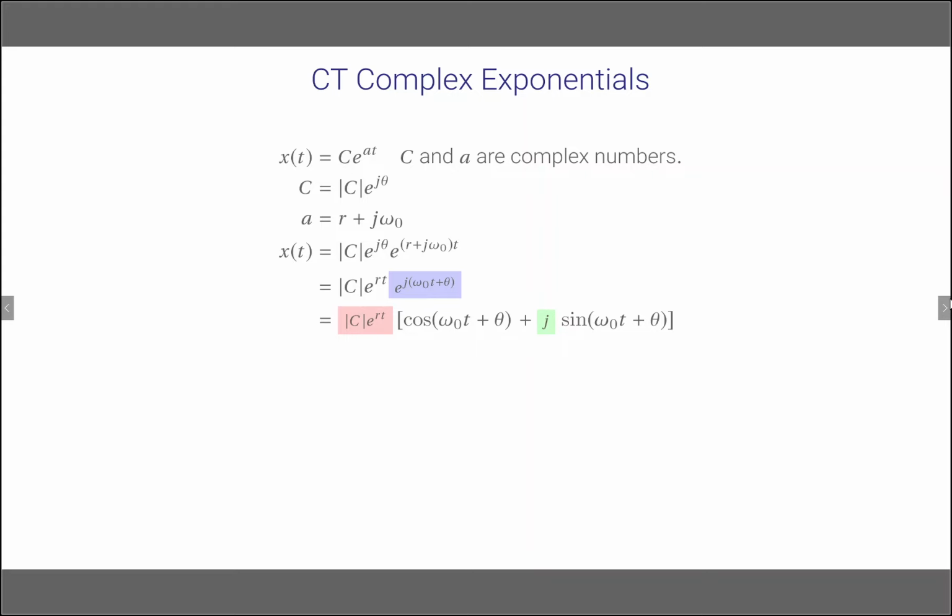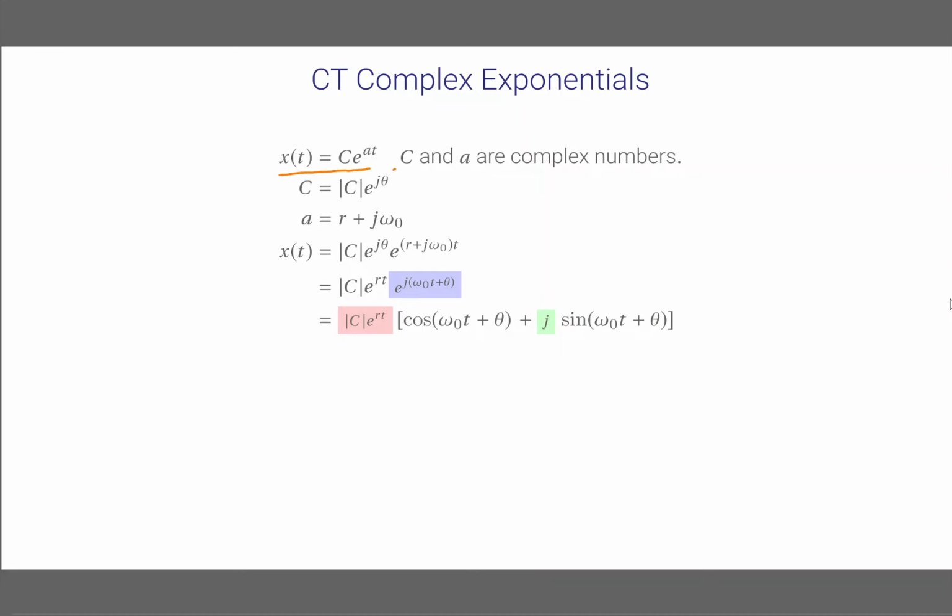Okay, CT complex exponentials. So we represent this continuous time complex exponential as x(t) equals C e to the power of at, where C and a are complex quantities. We choose to represent C in polar notation, C equals magnitude of C times e to the power of j theta, and a in Cartesian notation, a equals r plus j omega naught. So therefore you can see x(t) is equal to C times e to the power of j theta, e to the power of (r plus j omega naught) t.